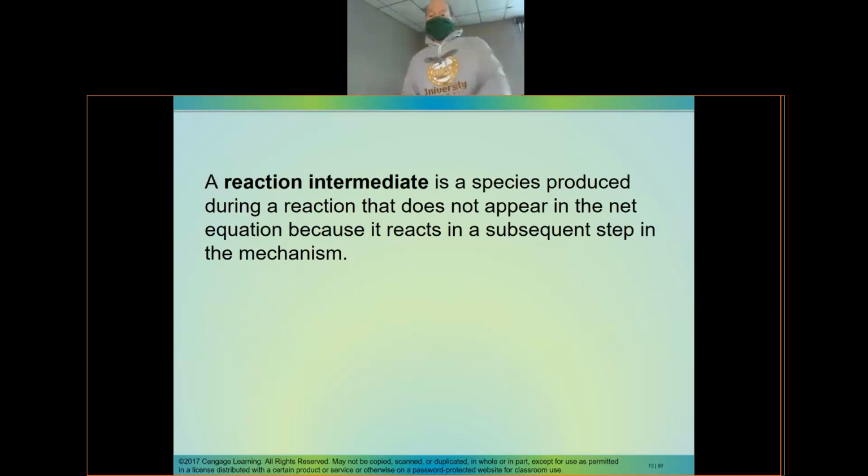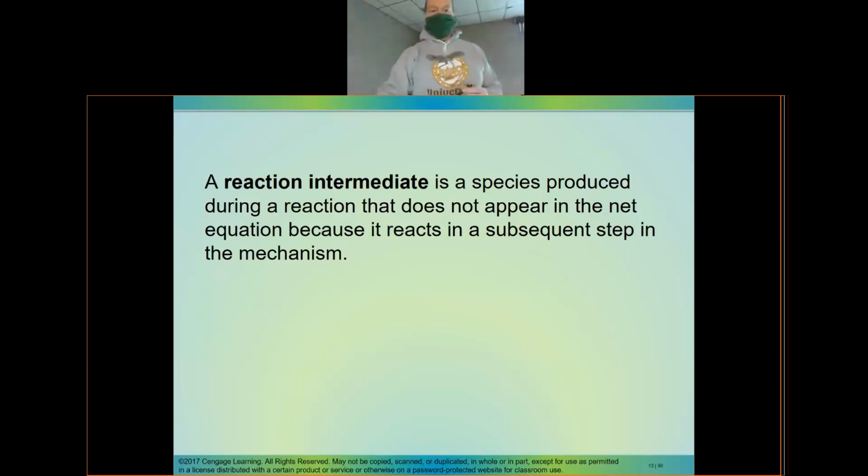All right, so we're going to have two things that cancel out in our overall reaction. One is a reaction intermediate. What happens in a reaction intermediate is we make this compound and then we use it up, and it doesn't show up in the overall reaction. A catalyst is something that we added, and then we produce it, and then it cancels out. So they both cancel out and don't show up. A catalyst is added; a reaction intermediate is formed and then used up.